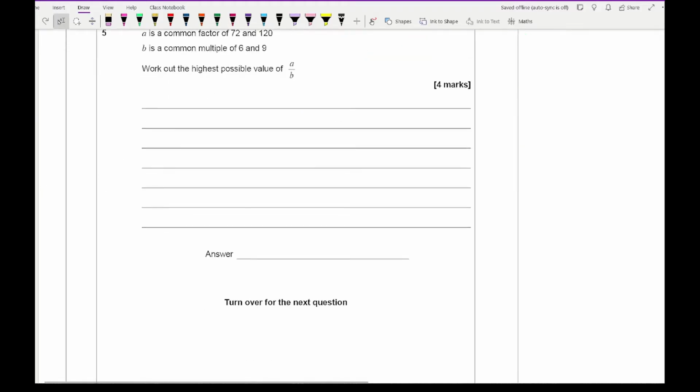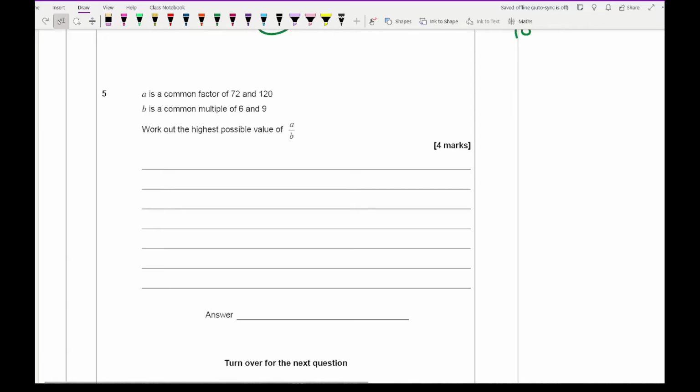Then for question 5, this one's worth 4 marks, so it is going to be a bit of a time-consuming question. It says A is a common factor of 72 and 120, B is a common multiple of 6 and 9, work out the highest possible value of A over B. To get the highest value of a fraction, we want A to be as big as possible, and we want B to be as small as possible. That will give us the biggest possible value of this fraction.